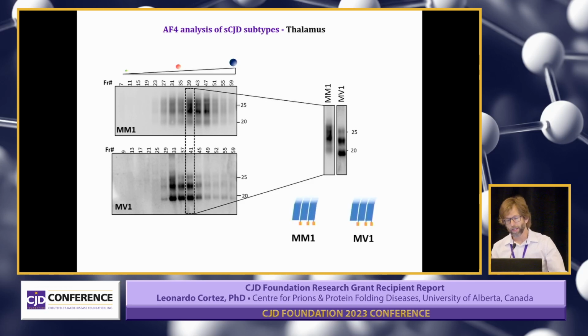So what we thought at the beginning was the same type of prion maybe is not. MM1 and MV1 have subtle differences in the type of prion. So we wonder if we should call both of them type 1.